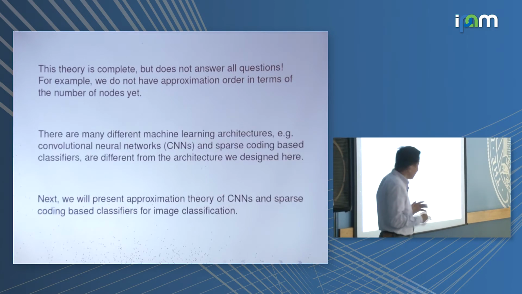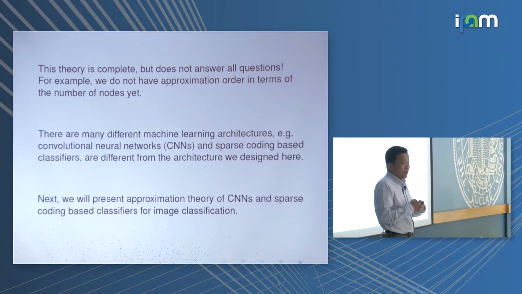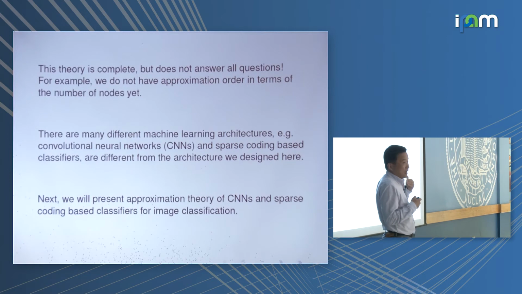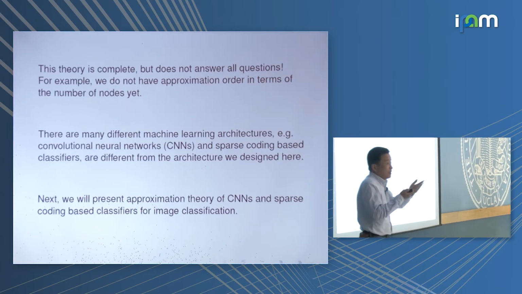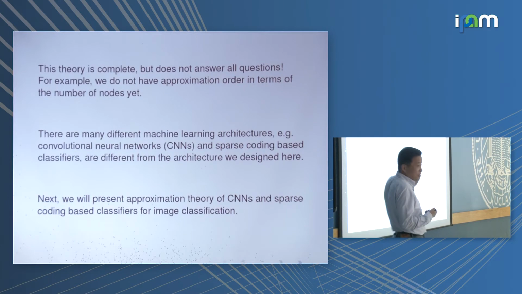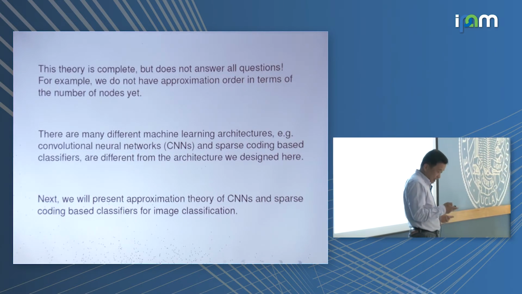Then another problem. There are already many available architectures of machine learning or deep learning. They are not our architecture. So do those architectures still have approximation? Can we build some theory or some kind of estimate for those architectures? I will give 2 examples: one is CNN, one is sparse coding. Also, not for arbitrary F, only for classification.